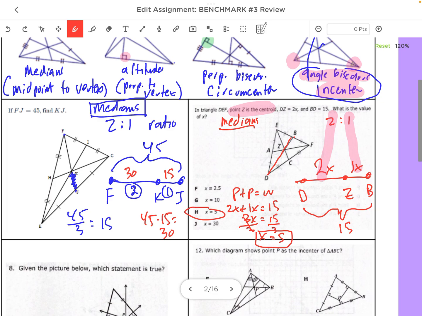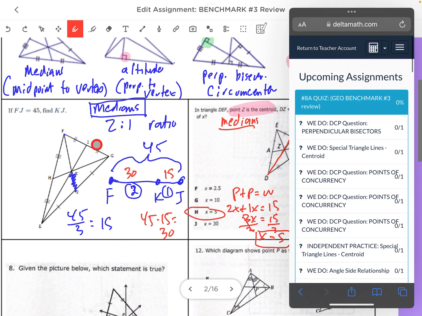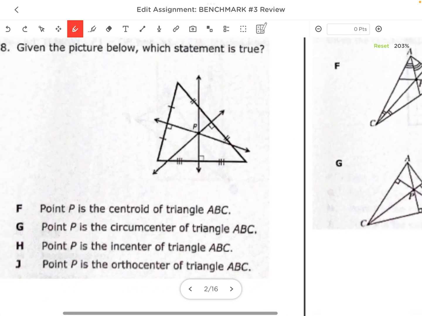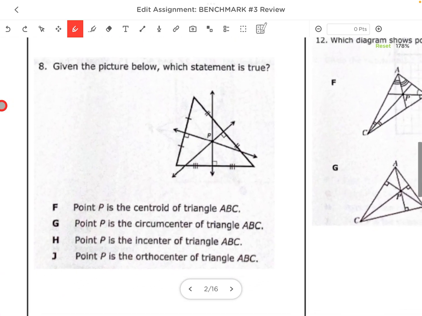Okay, so we're just combining a couple skills together, as you might expect from this late part of the year. All right, let's keep it going. So this one says, which one of these are true? All right, so it says this is centroid, circumcenter, incenter, and orthocenter, right? So we need to see which one this is.